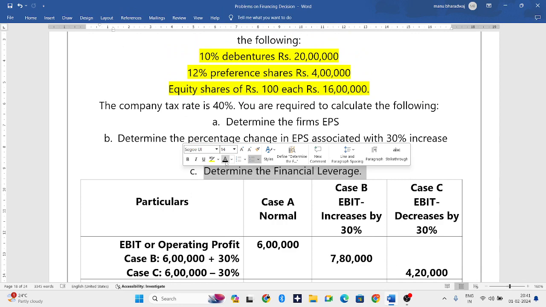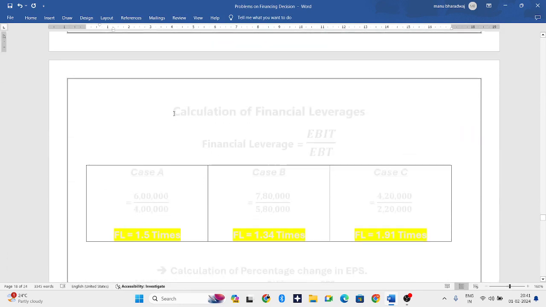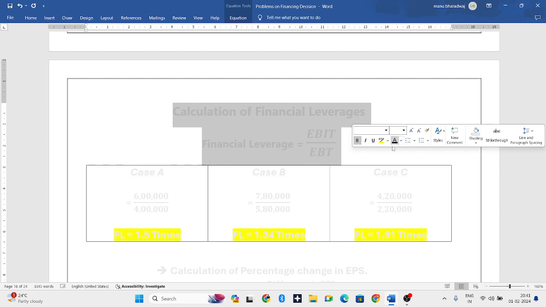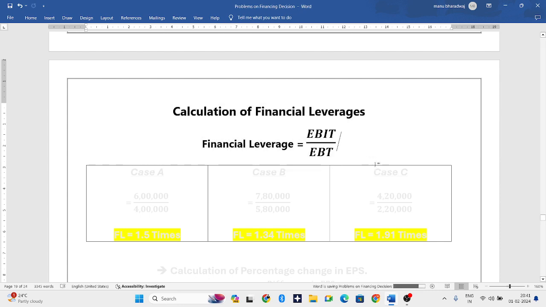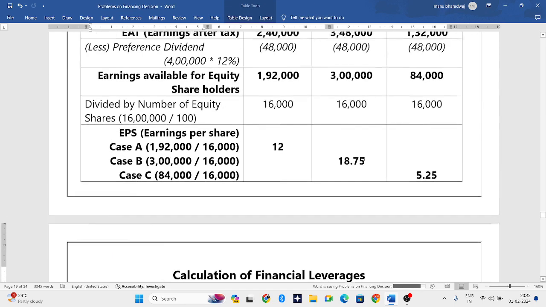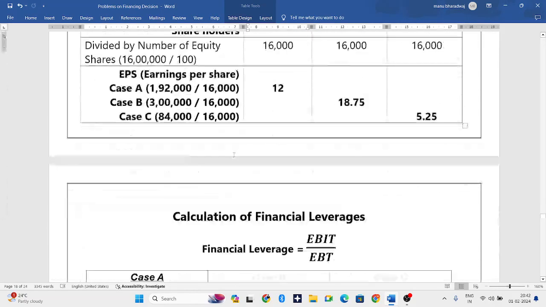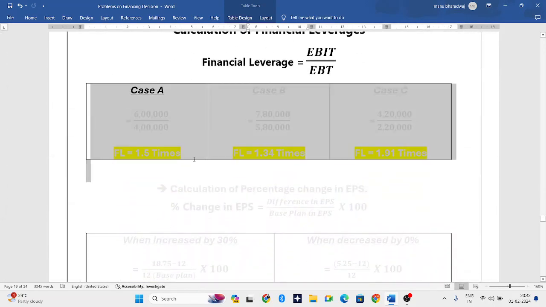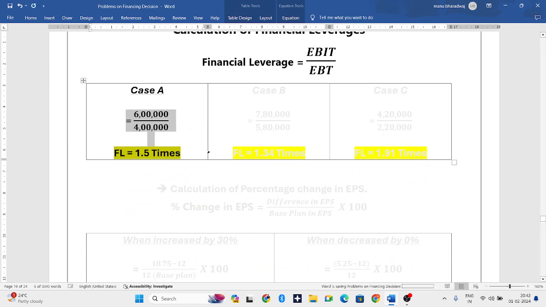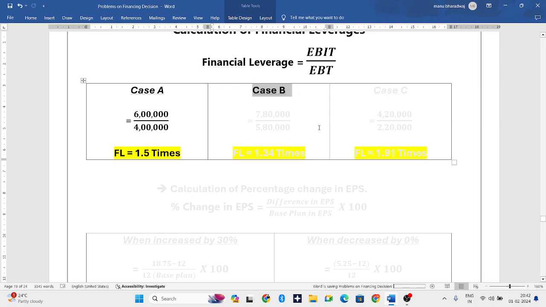In the question, they have asked us to find out the financial leverage. Now let us calculate the financial leverage for all the cases. The formula to find the financial leverage is EBIT by EBT. First let us solve for case A. EBIT is 6 lakh and EBT is 4 lakh. So 6 lakh divided by 4 lakh gives the financial leverage, which is 1.5 times.